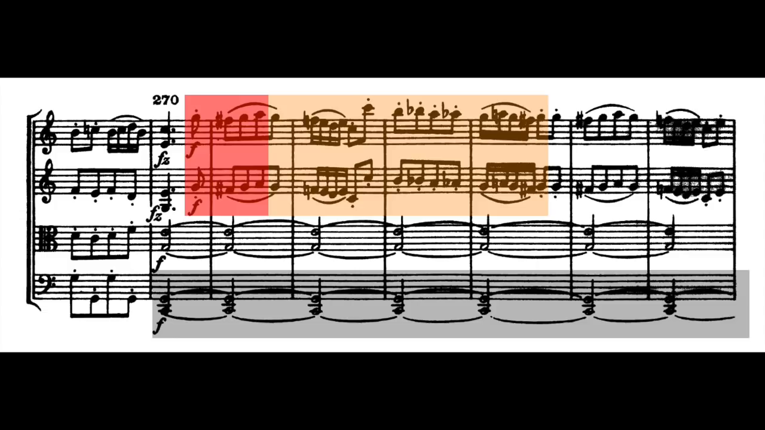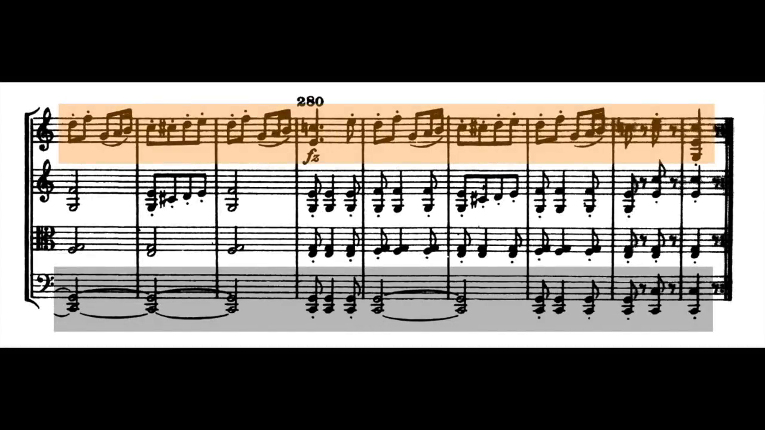This time the cello plays the same drone bass, but on its two lowest open strings, and the viola and second violin join in with the cello's riotous syncopations.